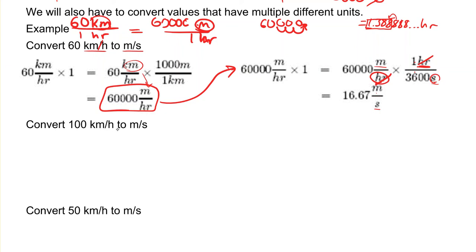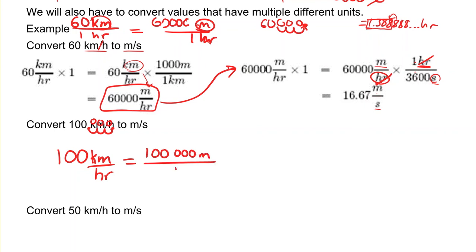Convert 100 kilometers an hour into meters per second. Well, I can turn kilometers into meters really easily, right? 100 kilometers, the decimal's here, so 1, 2, 3. So it's going to be 100 with 3 zeros. So that's 100,000 meters per 1 hour, right?